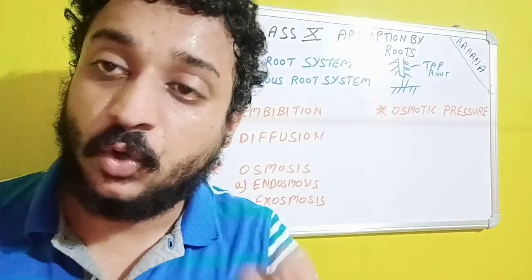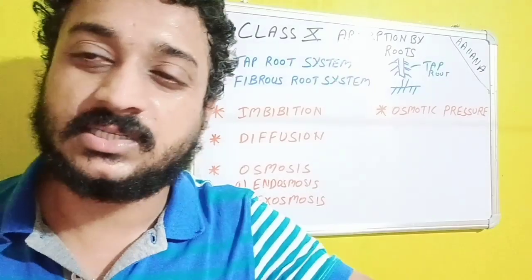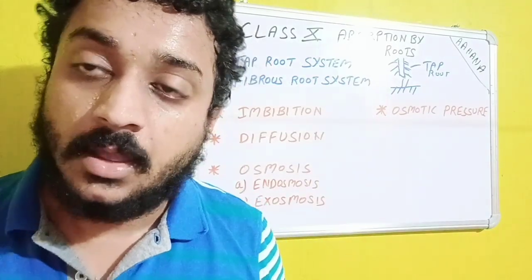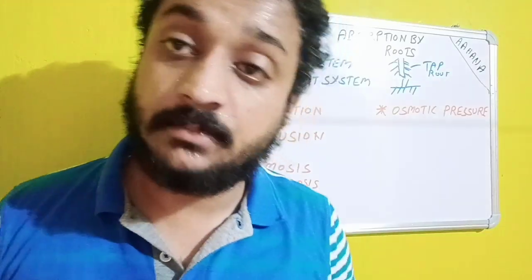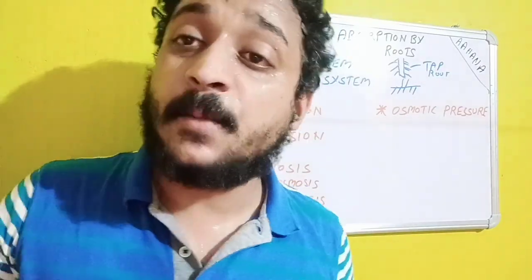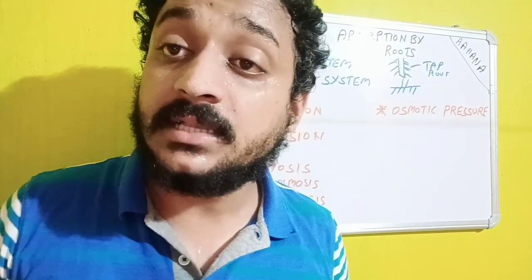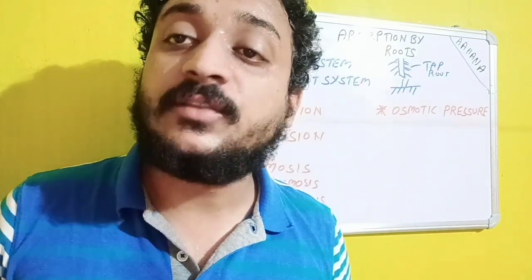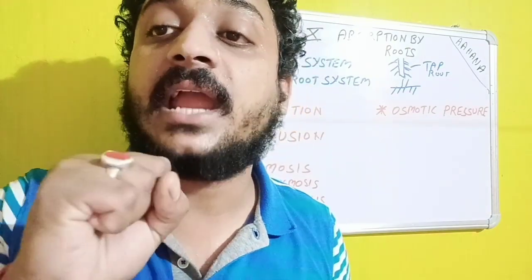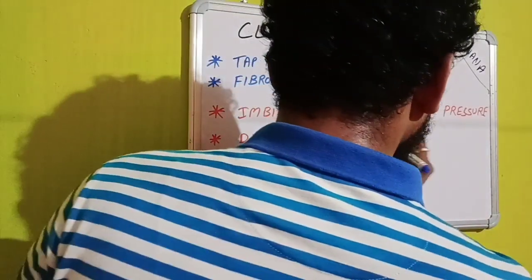These are the few topics we will be discussing. Apart from this, taproot and fibrous root and a general introduction on roots. Now, when we are talking about imbibition pressure, what is imbibition? Imbibition is a process by the help of which dry seeds or dead things absorb water and thereby make the conditions of the cells inside very much tight and turgid.